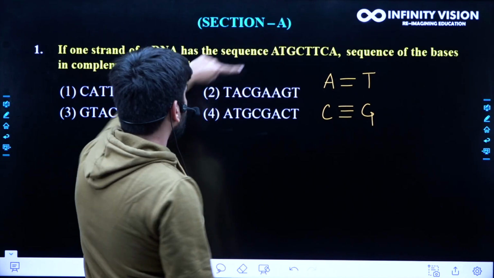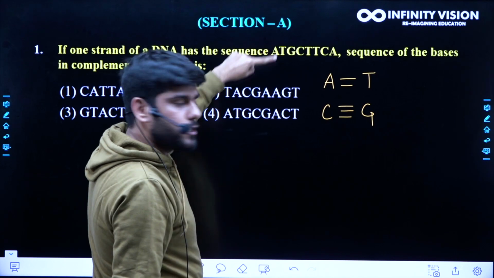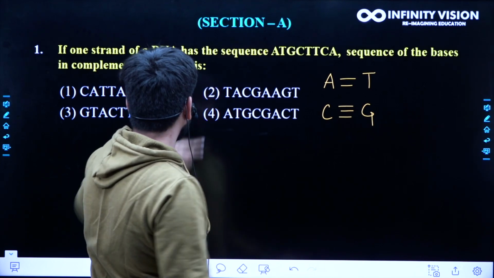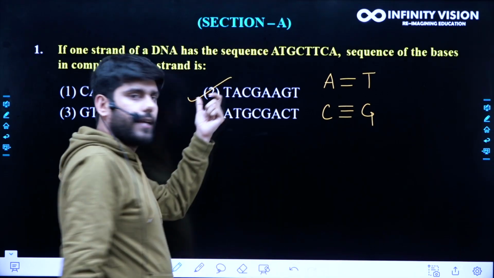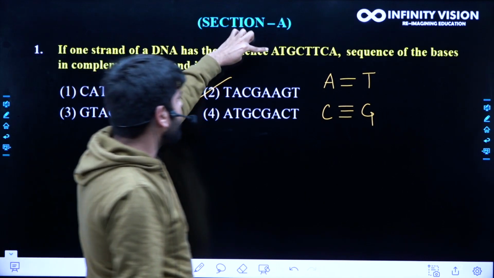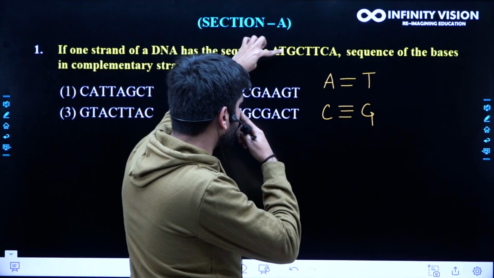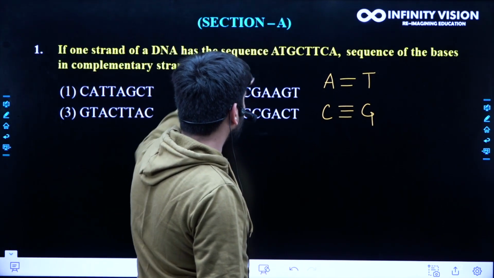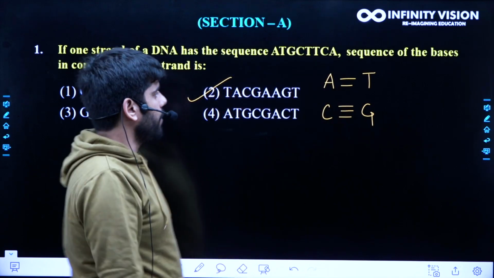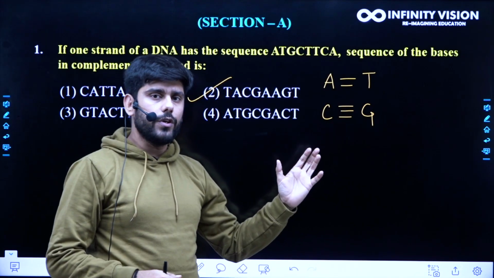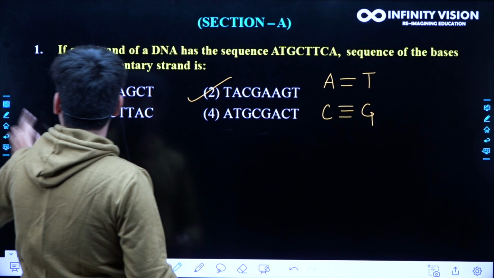Adenine pairs with thymine, so it starts with T, and here we get the second option as the answer, right? Adenine pairs with thymine, then thymine pairs with adenine, guanine with cytosine, and so on and so forth. I hope the question is clear to you. Let us move to the next question.